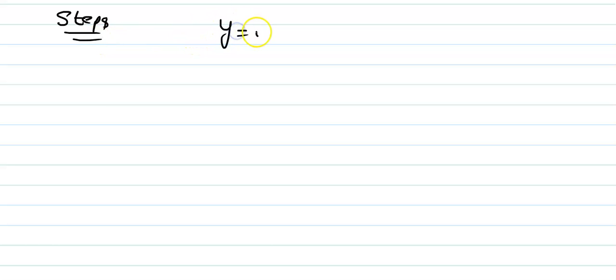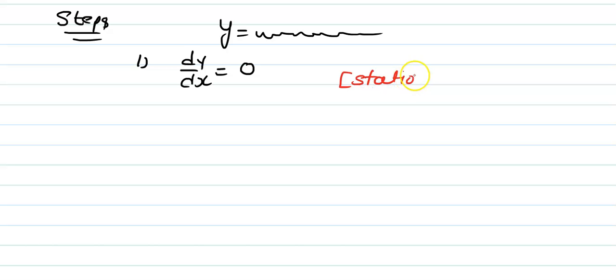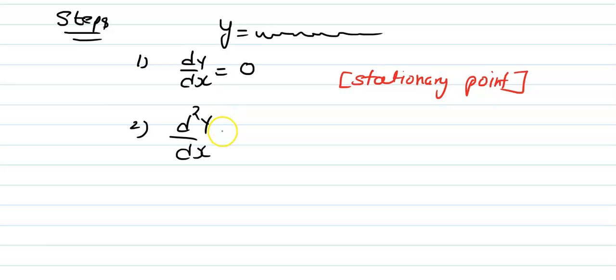Okay, so these steps we are going to follow to check whether function is maximum and minimum. If y is some function given, so step 1, you find dy over dx, that is gradient, and then put it equal to 0. Once you put it equal to 0, you will get a stationary point. Then second step, you find d2y over dx2. This is second derivative of the function. I will explain you, and put this stationary point here.